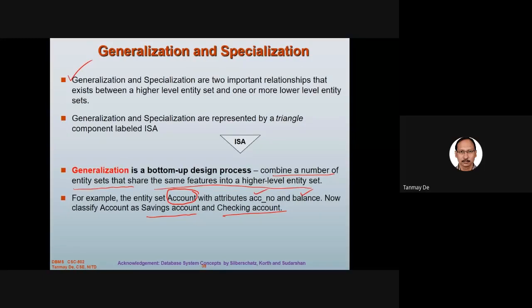Except for these common attributes, account number and balance, they have other attributes that are distinct to savings accounts and checking accounts. That is, savings accounts and checking accounts, these two entity sets, have some commonality. What is the commonality? Both of them share the account number and balance. That is, both of them share the features of the account.